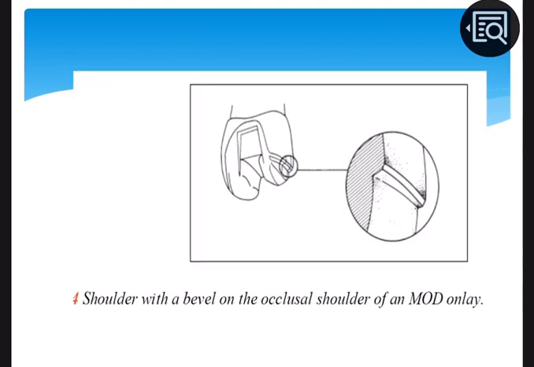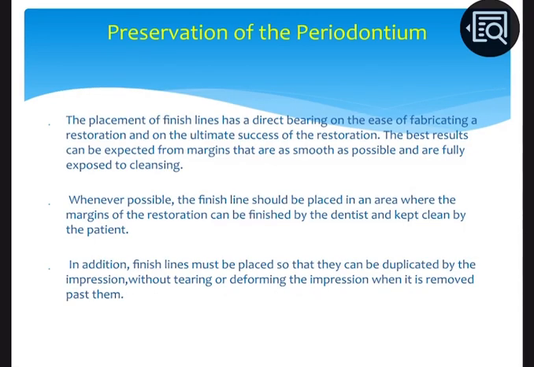So again, shoulder with bevel on the occlusal shoulder of a mesioocclusal distal only preparation. So these are the types of finish line, which ensure the marginal integrity. Basically, there should be a continuity of the finish line, and when we prepare the crown, there should be no gap between the finish line and the crown margin. It ensures the marginal integrity. Now comes the fifth principle, the preservation of the periodontium.